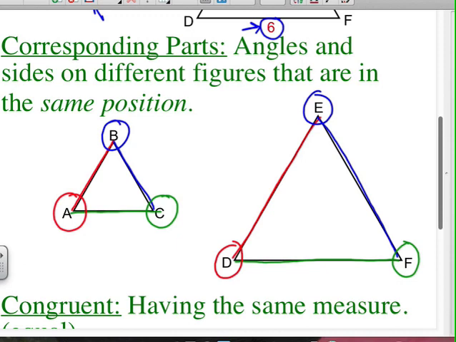Sometimes you have to really examine the way that the triangles are drawn and figure out if I were to turn this triangle a little bit or if I were to flip it the other way, then it would be a little more easy to see who corresponds with who. But it is important to know what corresponding means.